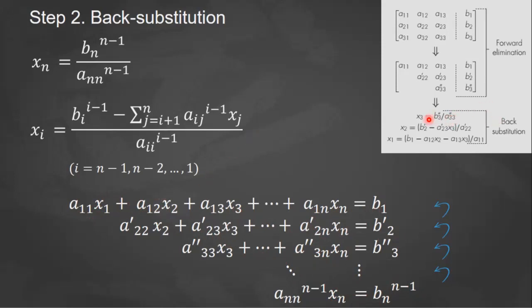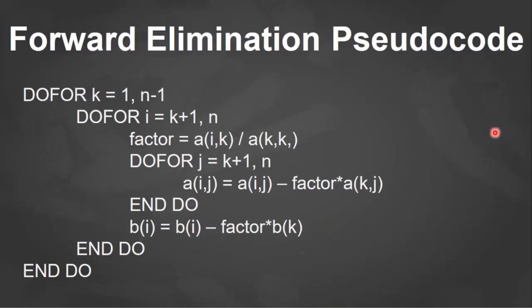So look at the image. Okay, so this is back substitution. Forward elimination, back substitution. So that's Gauss elimination. Now, how do we do that in our program? So let's have this pseudocode.